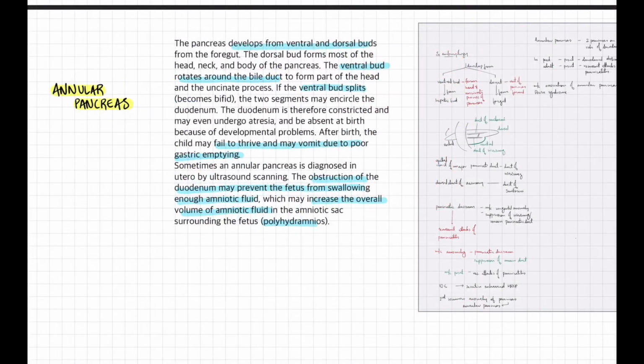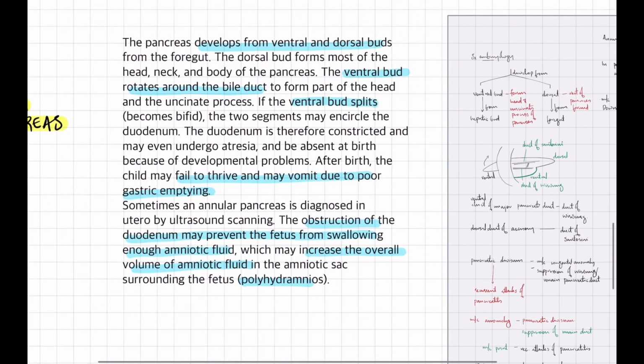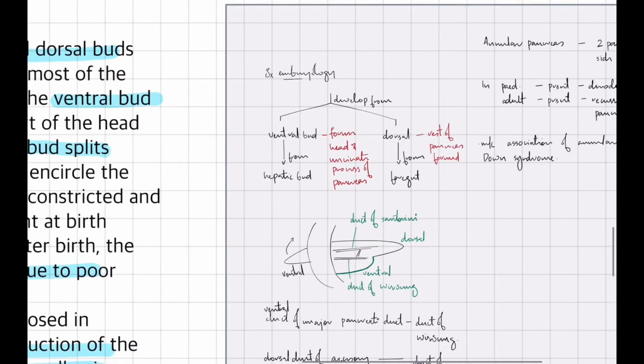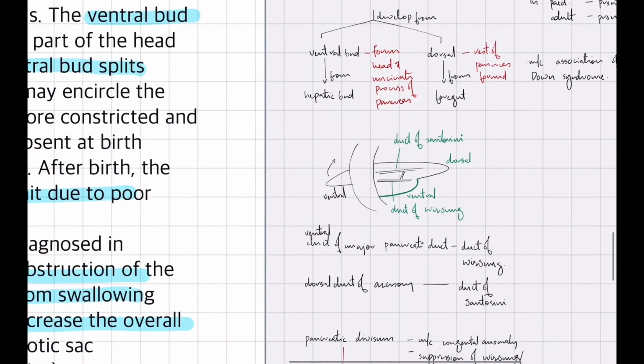Coming to the applied anatomy of pancreas. First, annular pancreas. The pancreas develops from ventral and dorsal buds from the foregut. The ventral bud forms the head and uncinate process of pancreas, and the dorsal bud forms the rest of pancreas. Usually, the ventral bud rotates and goes to its normal position like this. But when it doesn't rotate, there will be pancreas on either side of the duodenum.